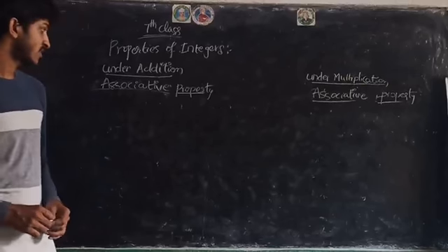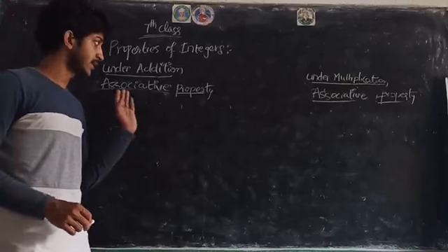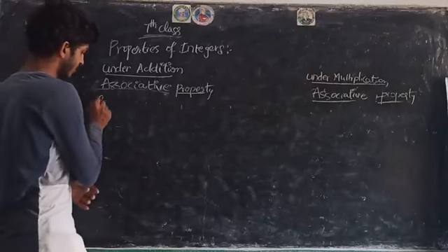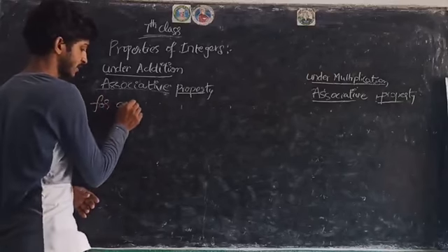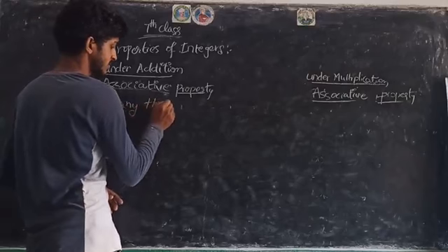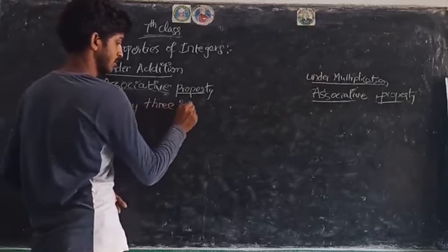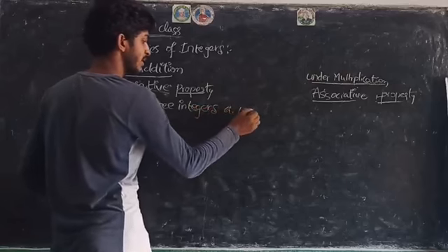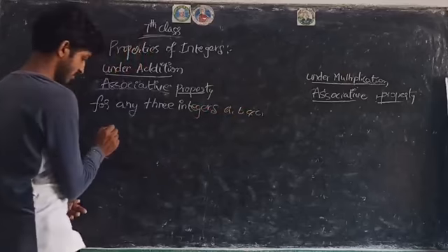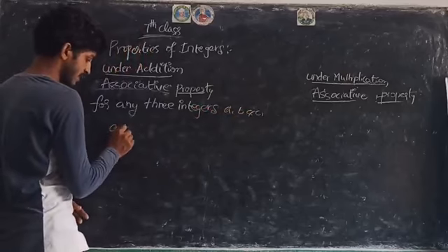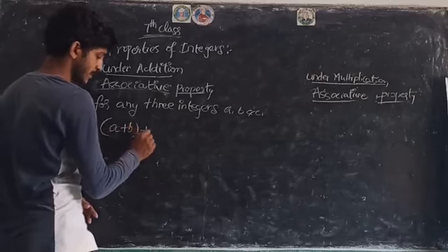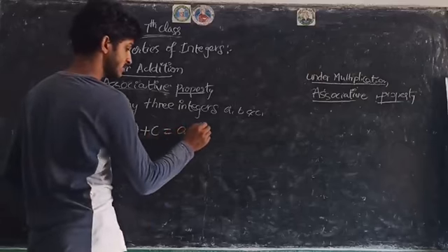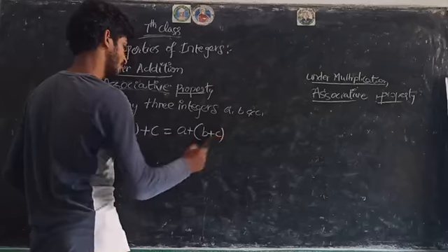Okay, children, and the next one is associative property under addition and associative property under multiplication. Here it states that for any three integers a, b and c, (a + b) + c must be equal to a + (b + c).